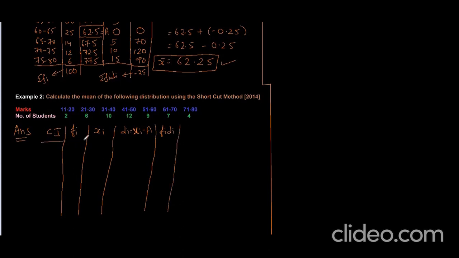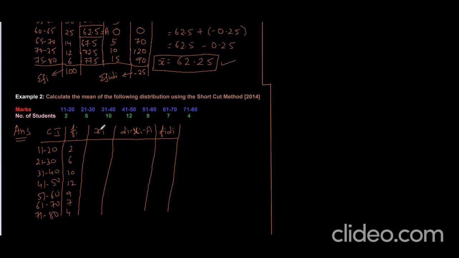So let us work it out. So first of all, we'll write down the class interval: 11 to 20, 21 to 30, 31 to 40, 41 to 50, 51 to 60, 61 to 70, and 71 to 80. What are the frequencies there? 2, 6, 10, 12, 9, 7 and 4.